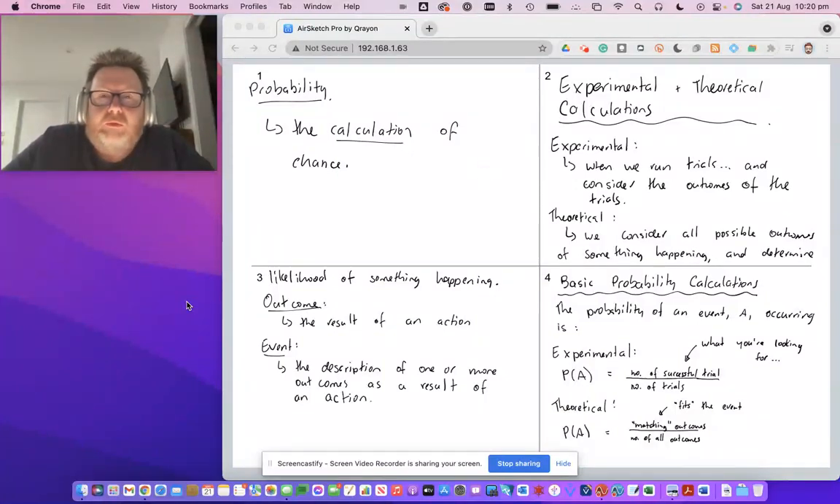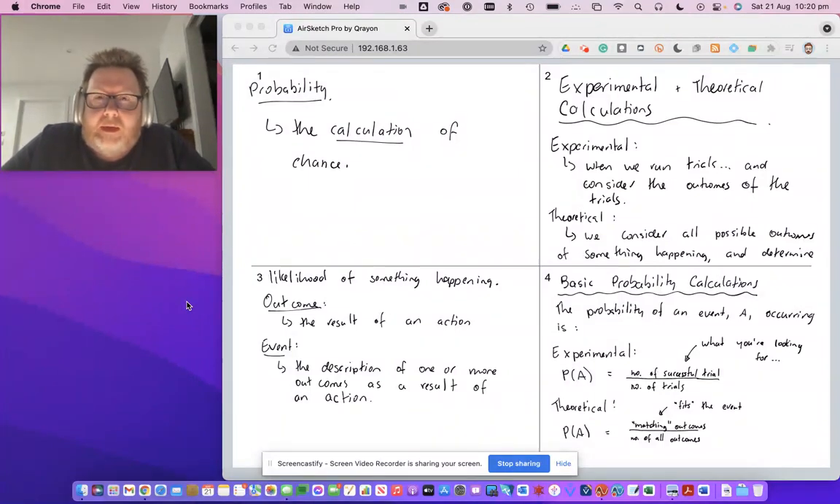So we go from that sort of vague concept of what's the chance of this or what's the chance of that, or some sort of language of you've got a really good chance of something, to actually doing some calculations. And then we can call it probability as opposed to just an investigation of chance.